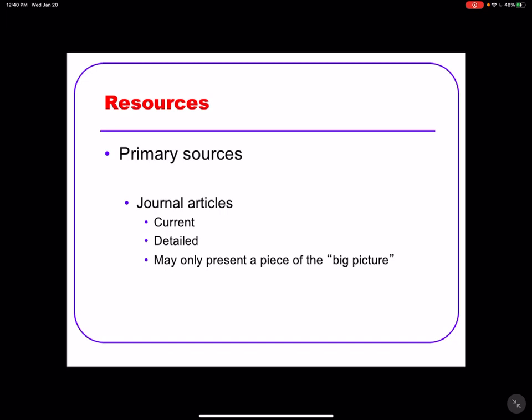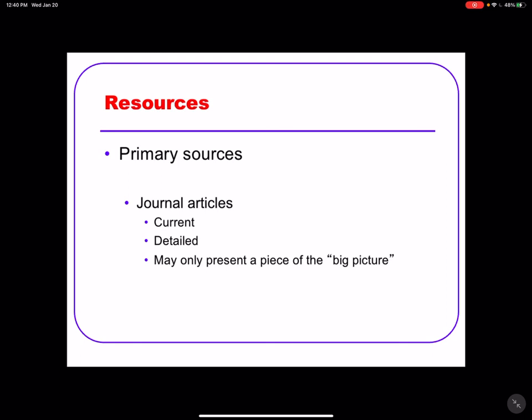So anything you read in a primary source or any journal article has been looked at by a bunch of experts who have used their expertise to determine that this is the best scientific knowledge possible. So that's really cool, right? The best information you can get. But the problem is, as I said before, it's not always current, and it may only present a piece of the big picture.